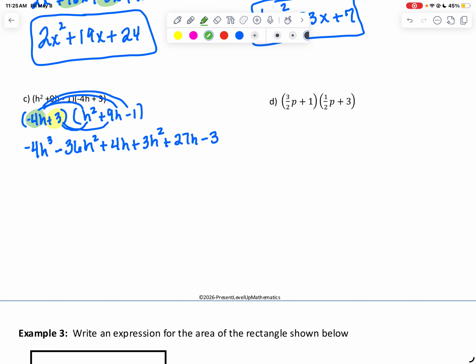Now I want to identify my like terms. So I have a negative 36h squared and a positive 3h squared. And then I have a positive 4h and a 27h. So when I write my final answer, negative 4h cubed, then I'm going to combine negative 36h squared with positive 3h squared, which would be negative 33h squared. Then 4h plus 27h would be 31h, and then negative 3.